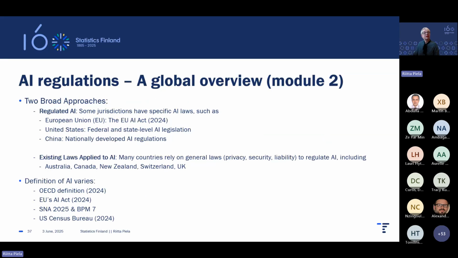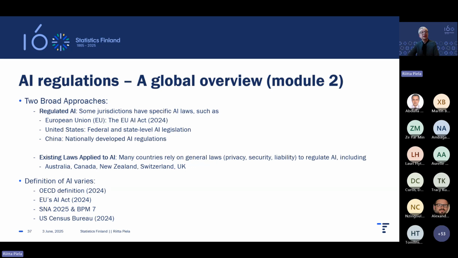About the AI regulations, that's our module 2 actually. Just 2 slides about this. We have 2 broad approaches. We have regulated AI, some specific AI laws such as the European Union EU AI Act, and then we have in the United States federal and state level AI legislations, and in China we have nationally developed AI regulations, and then we have existing laws applied to AI.